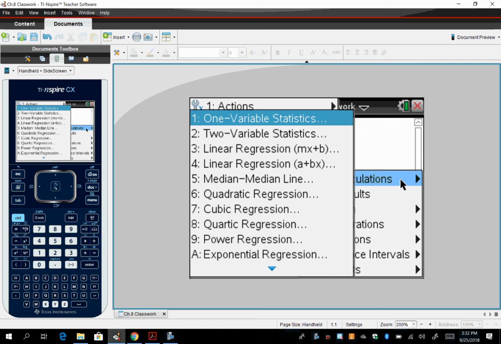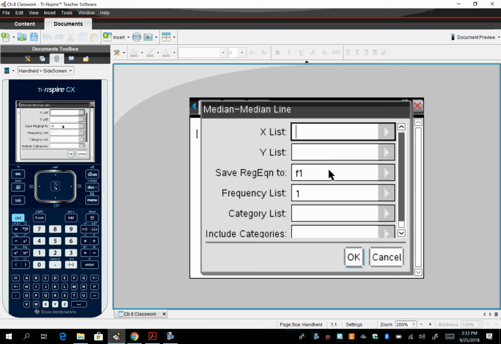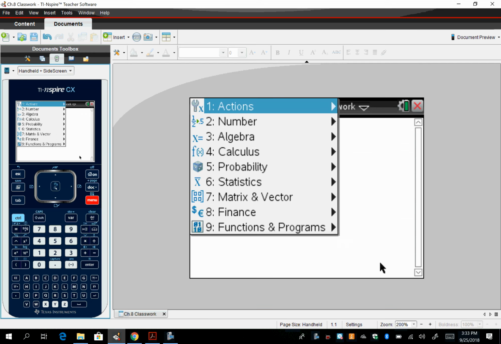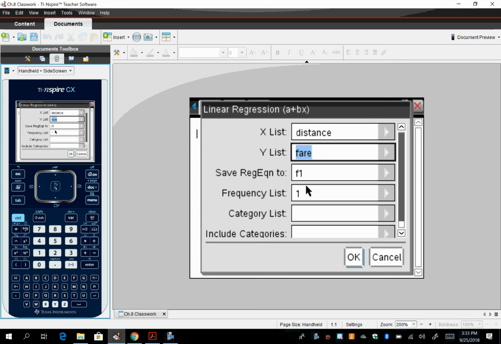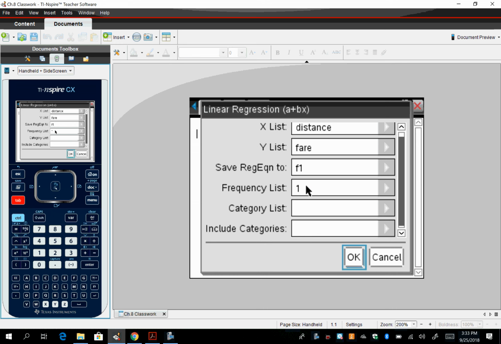Stack calculations. And which linear regression? A plus bx, number 4. We said, oops, that did the median line, might be. Let's try again. Statistics, stack calculations. Yep, there we go. Our explanatory is distance, and our response, or our y, is fare or price. And then make note, we're finally going to use it today, make note of this regression equation. Mine says f1, so if yours says something different, make sure you make note of that, because we'll use it later. Tab all the way down, so hit OK.